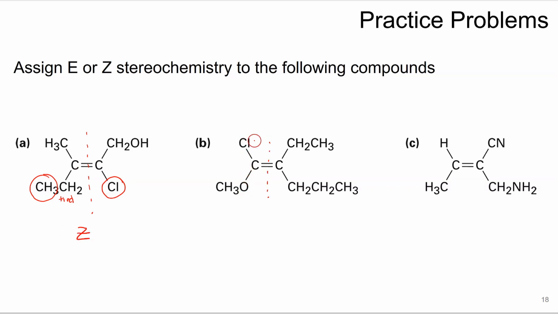Here I have Cl versus O. After I cut this in half, Cl is bigger. Then I have C to C, which is C to C. This one has an extra one. This is the tiebreaker here. Those are on opposite sides of the double bond. This becomes E.